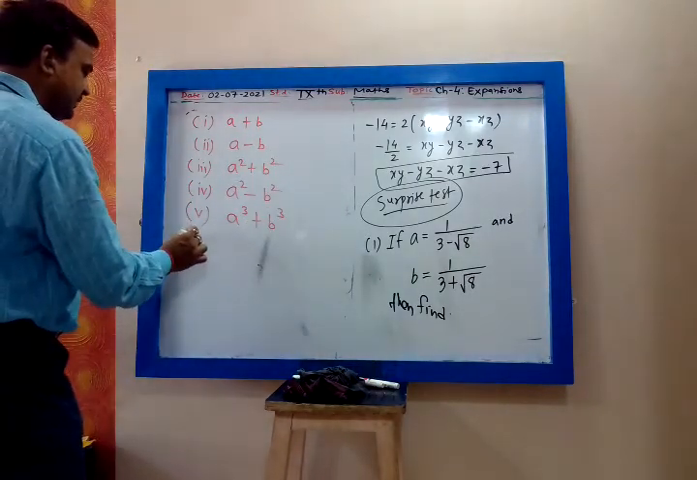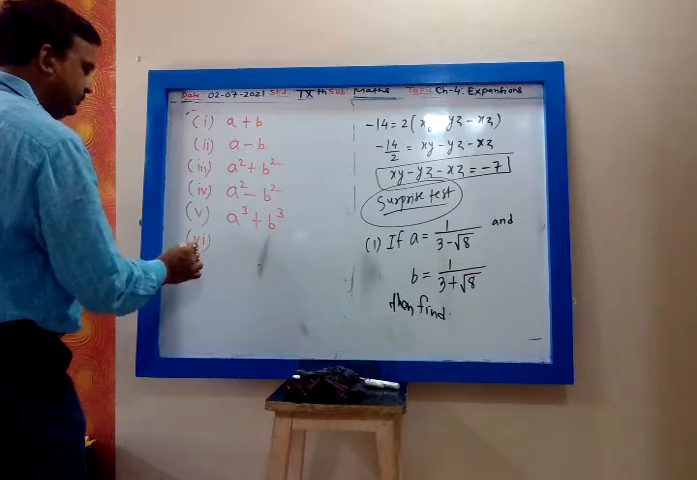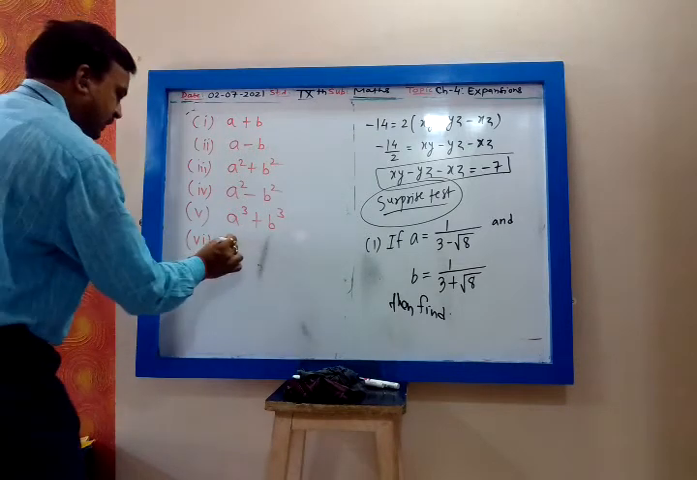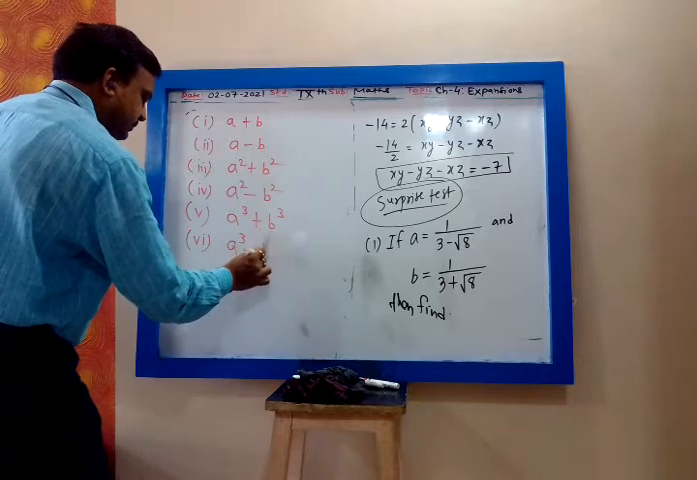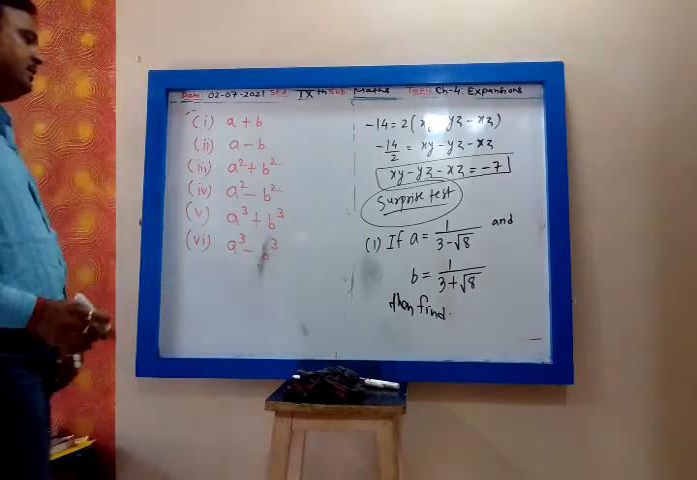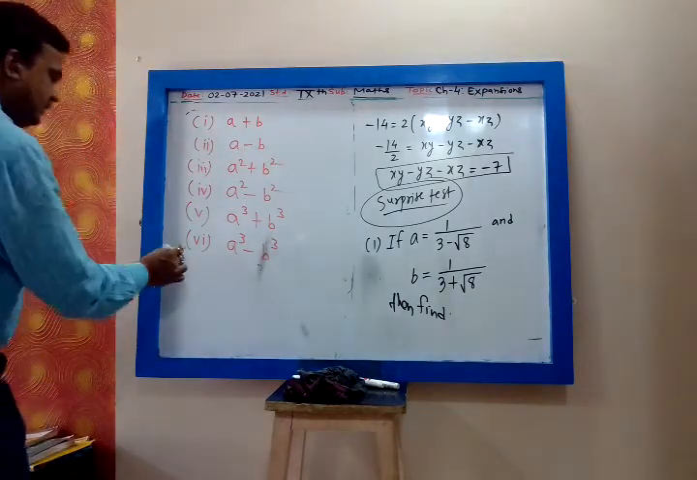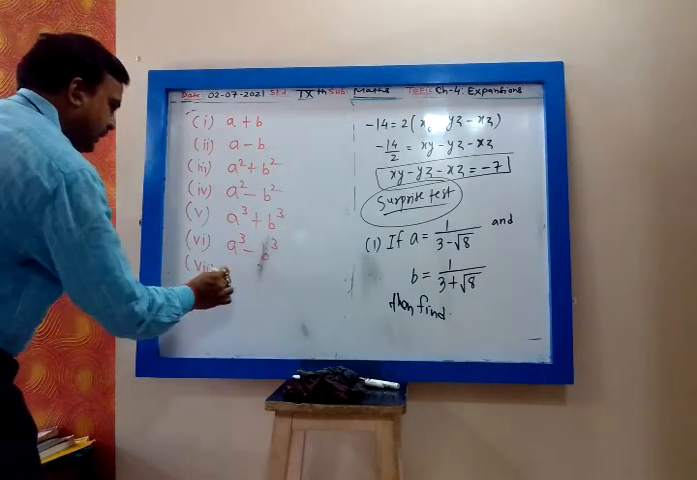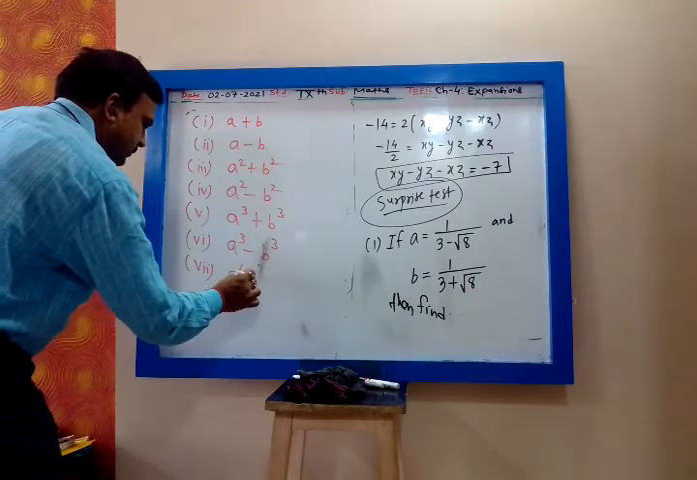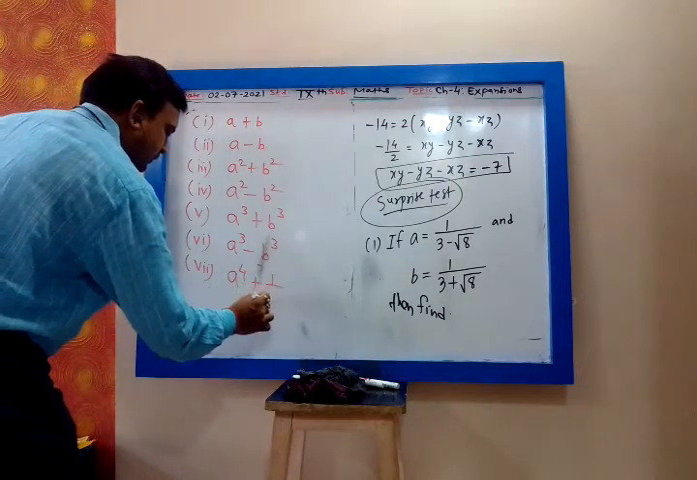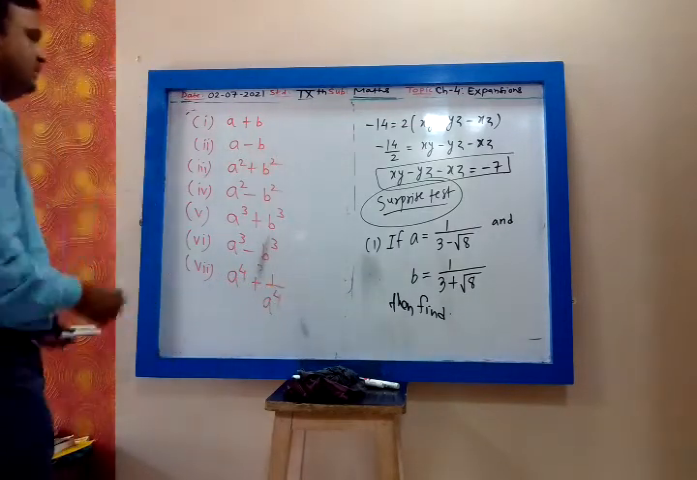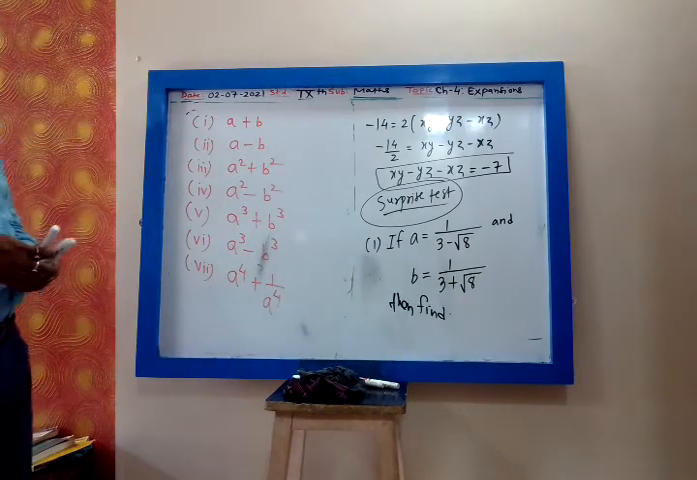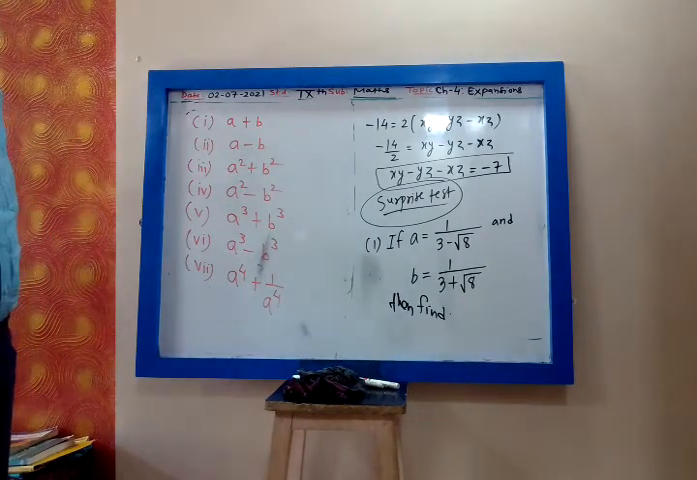Then sixth, a cube minus b cube. A cube minus b cube. Then seventh, a raised to 4 plus 1 upon a raised to 4. So start finding this. A is 1 upon 3 minus root 8, b is 1 upon 3 plus root 8.